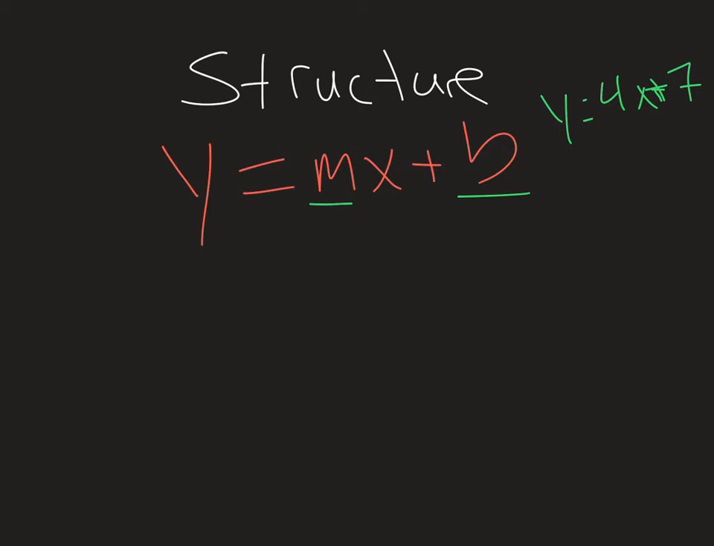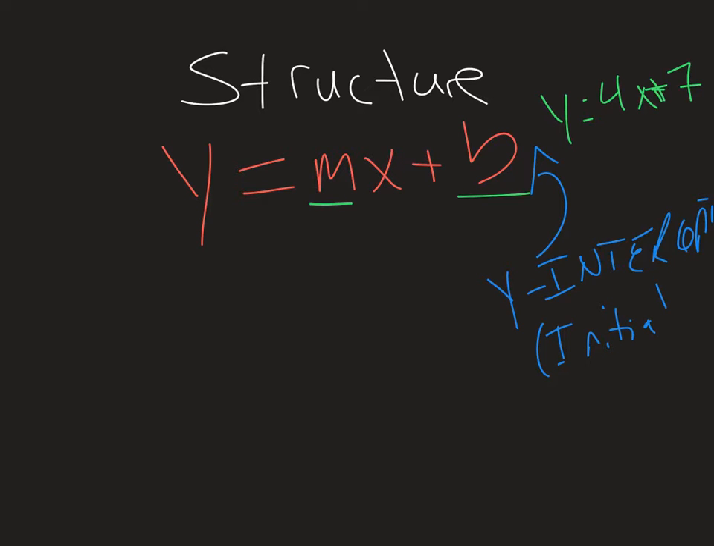Our y's and our x's are still variables. This m and the b, which in the case of, for example, 4 and 7 respectively, have meaning. So if we look at b, this is our y-intercept, sometimes also known as an initial value. So I know it goes through the point (0, b), whatever b is. So in the case of 4x plus 7, I know it goes through the point (0, 7). That gives me one point to work with.